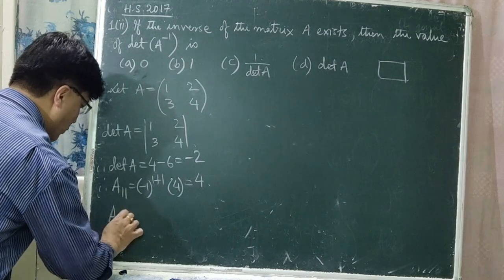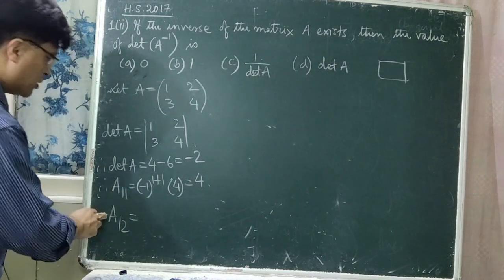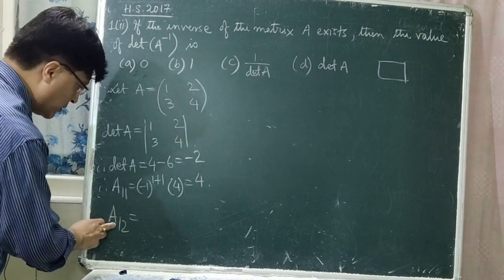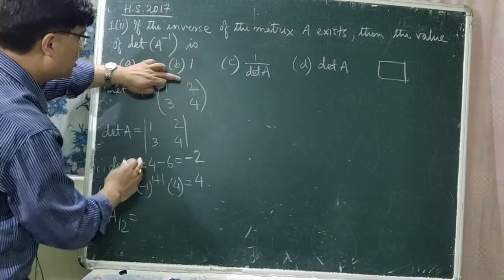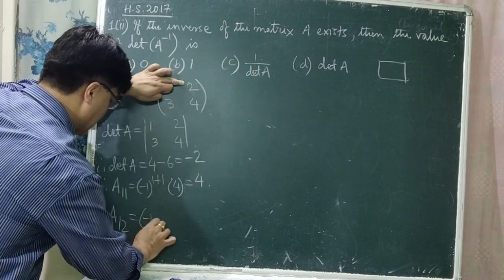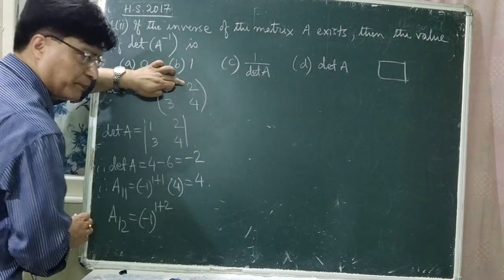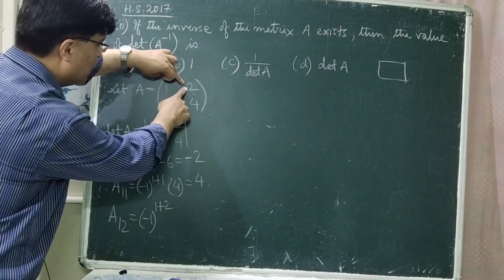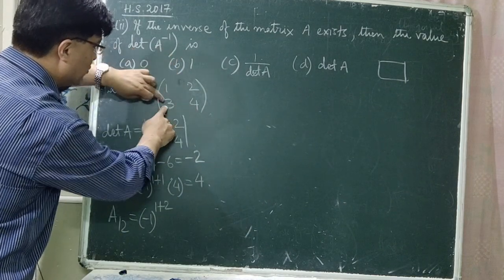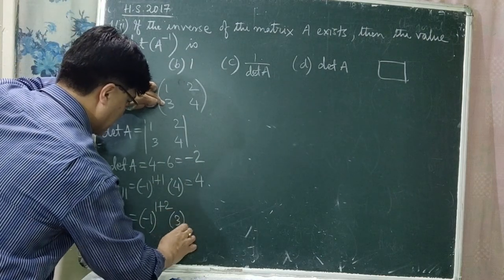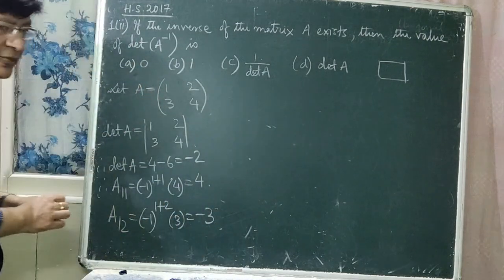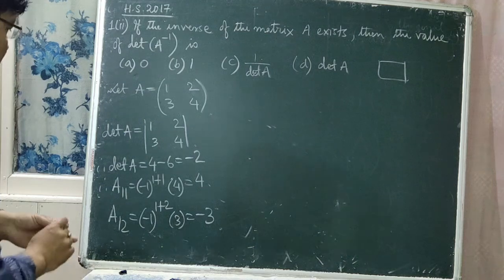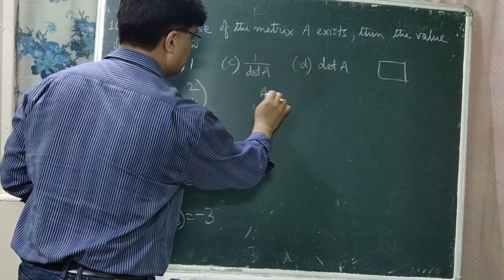Then comes A12. A12 means the cofactor of the element belonging to the first row and second column. That means 2. Consider the sign minus 1 whole to the power 1 plus 2. Now delete the row and the column through the element 2. First row and second column deleted. What remains? It is 3. So this is minus 3. You know that, right? Next A21.